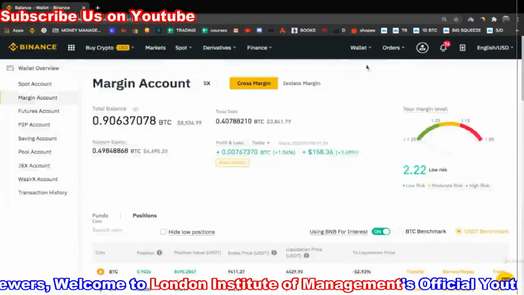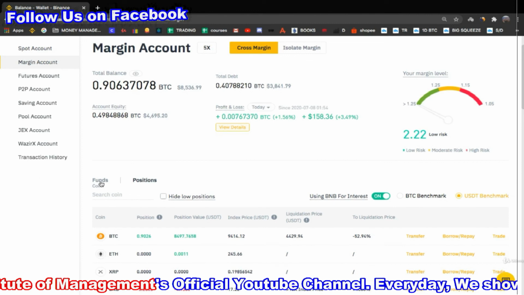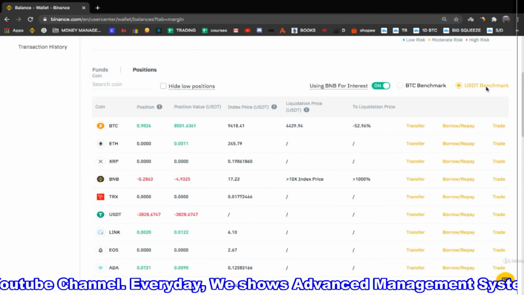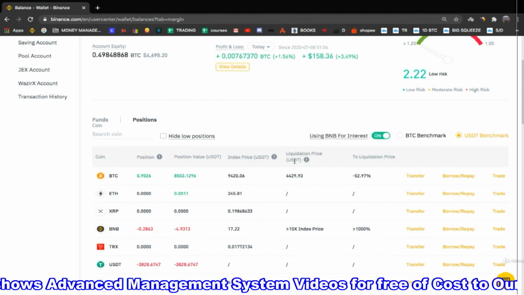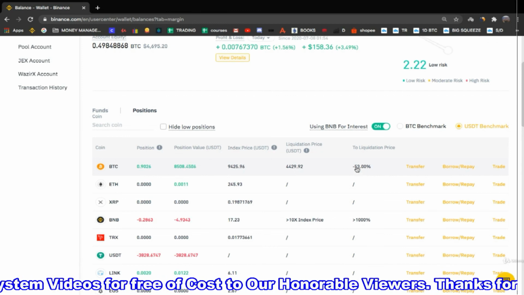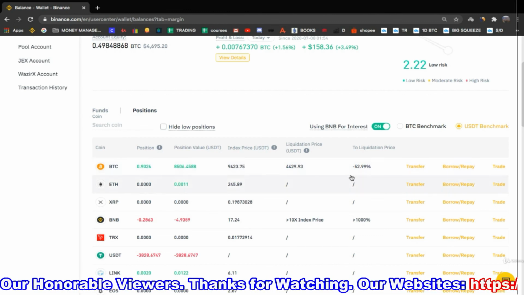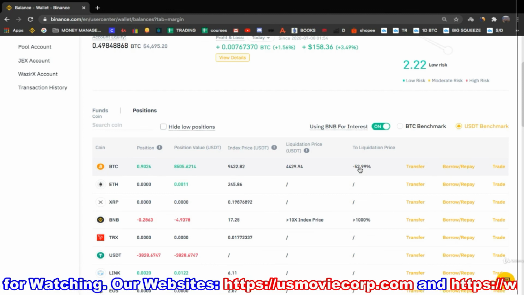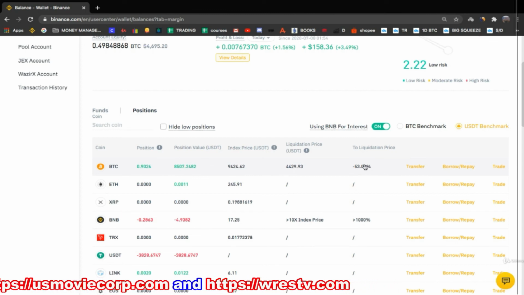So basically, here again in the wallet, margin account, by default it will bring you to the funds, but you will click positions, and here in the USDT benchmark you will see the position that you are currently in, the price that has to be reached, and here is the percentage, right? So for example, if Bitcoin goes down from here 53%, I'm going to be liquidated. But my stop loss is a percent and something below the current price, right? So it cannot go to that level before I get stopped out, right?